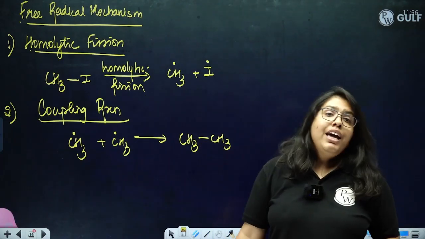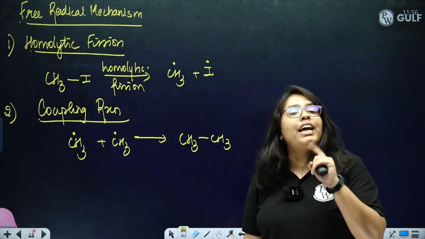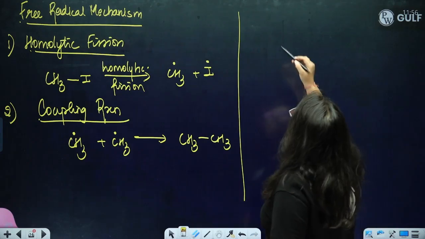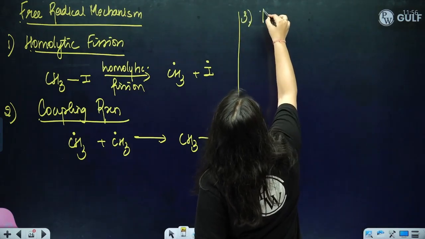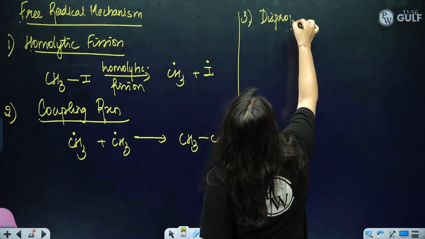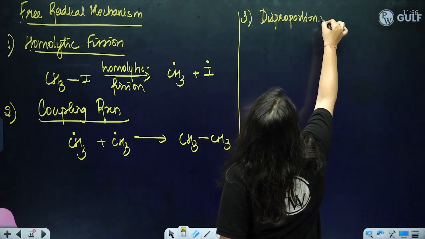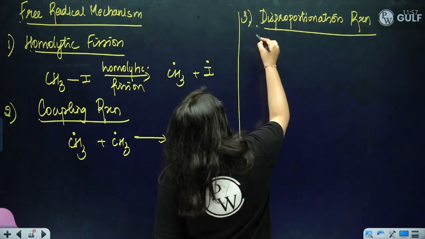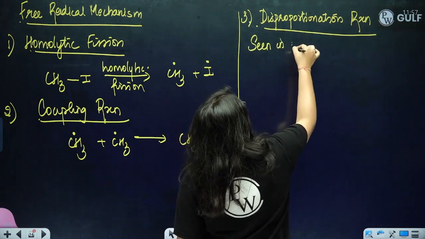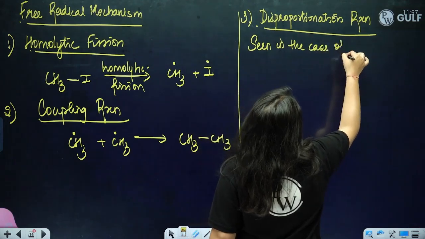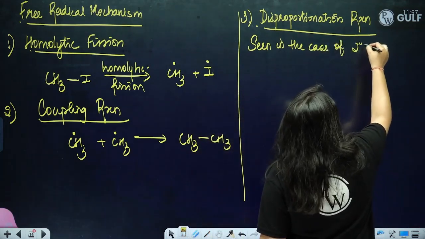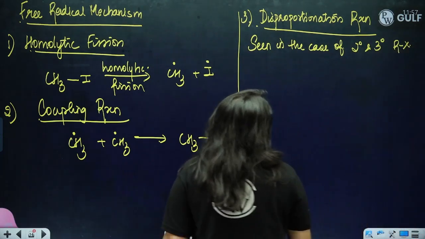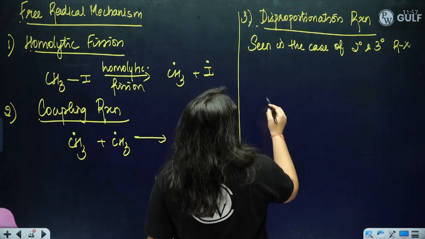But in the case of secondary and tertiary alkyl halides, another step takes place, which is disproportionation reaction. This is seen in the case of secondary and tertiary alkyl halides.